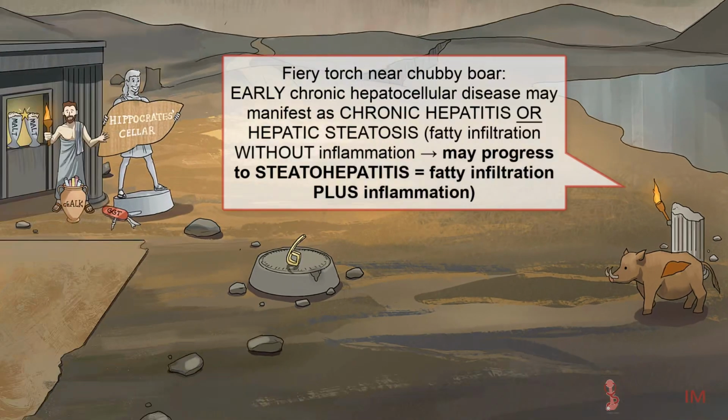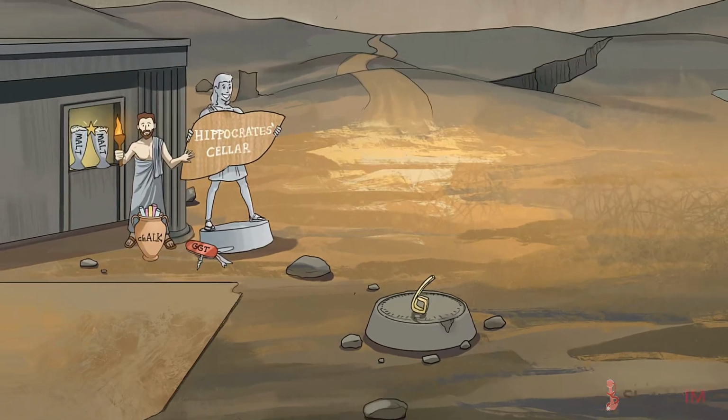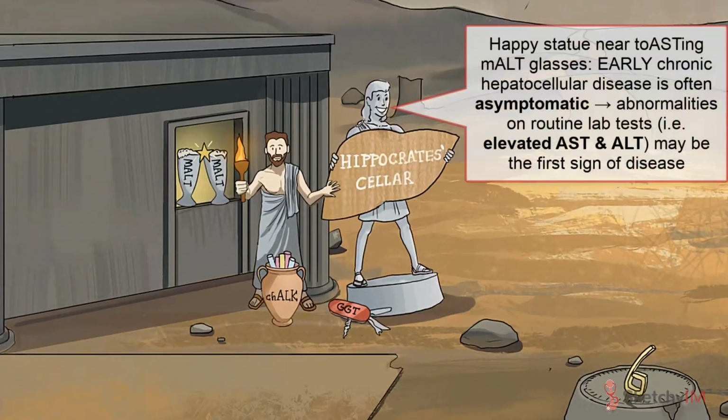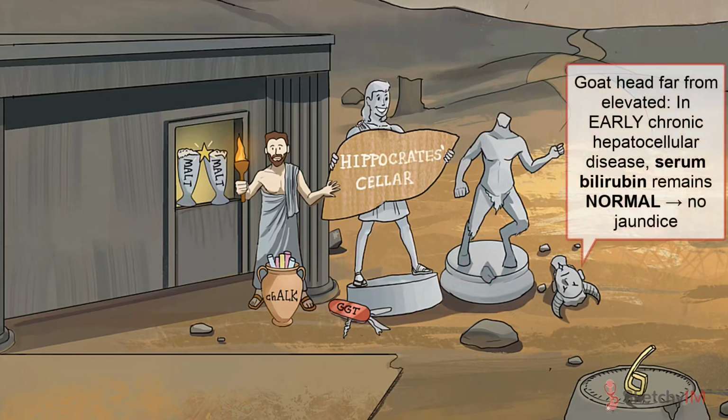Regardless of which category the condition falls under, patients in the early stages of chronic hepatocellular disease tend to have some common features. For one, they're often asymptomatic. In fact, at this stage, abnormalities on routine lab tests may be the only sign of disease. Which labs, you ask? A chronic hepatocellular pattern, of course. Look for that mild to moderate elevation in AST and ALT. In some cases, alkaline phosphatase and GGT may also be elevated. Importantly, serum bilirubin remains in the normal range at this stage, so no jaundice.